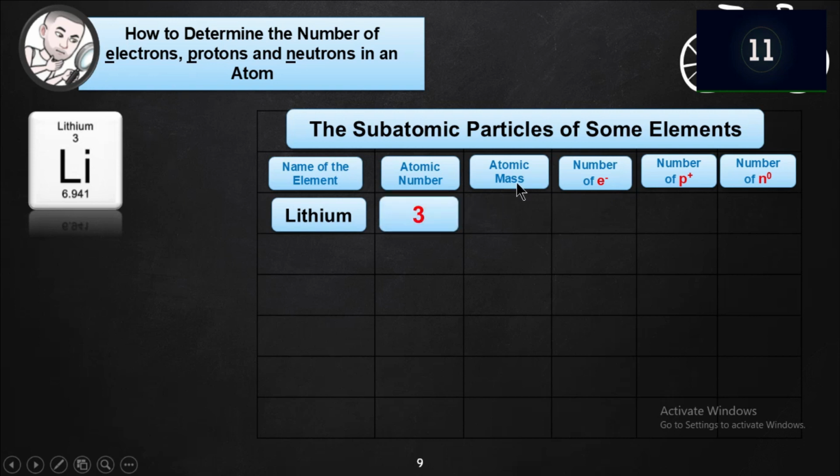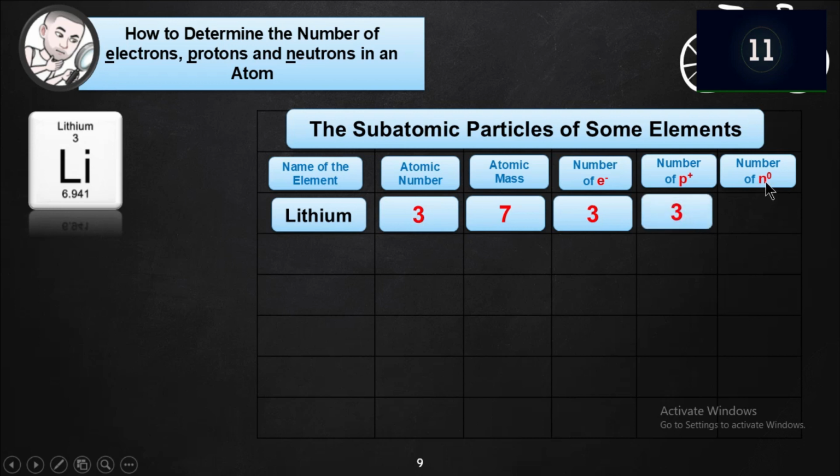Okay? Yung atomic mass niya is 6.941. Kapag ganito, you have to round it off. Since si 6.9 ay malapit na sa 7, gagawin na natin itong whole number na 7. So, atomic mass ni lithium ay 7. Ang number of electrons niya ay parehas sa atomic number, which is 3. So, ilalagay natin dito ay 3. Yung number of protons niya ay parehas din sa atomic number na 3. So, lalagay natin dito 3.